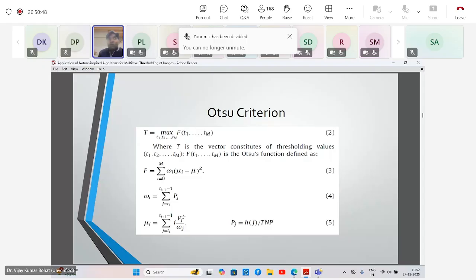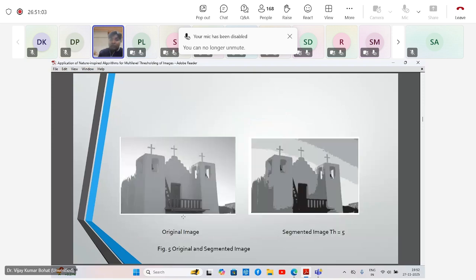Now, as the gray levels vary from 0 to 255, there will be multiple combinations of thresholds, and we need to find the best one. For that, we require an optimization algorithm that will find the best thresholds for us.